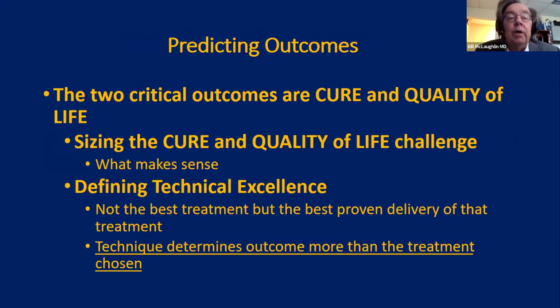So predicting outcomes, the two critical outcomes, as I've said, are cure and quality of life. Those are the two things every man I see says: I want to be cured, and I'd like to keep as much quality of life as I can. I'd say 99% of men come to a consult, and that's what they want. Sizing the cure and quality of life challenge is what I'll be talking about.